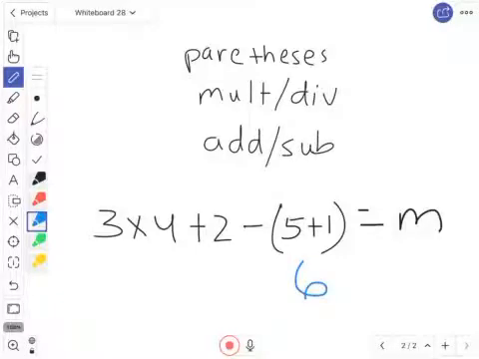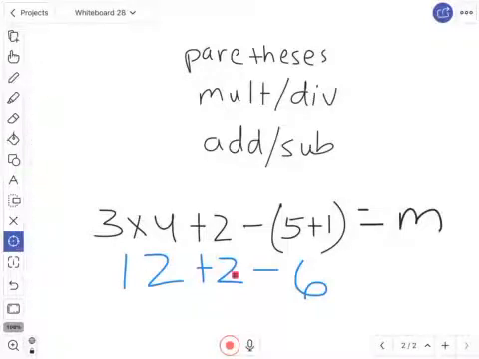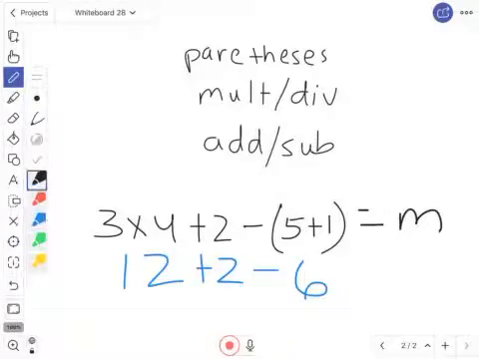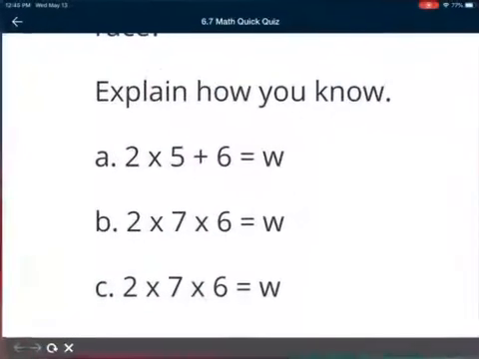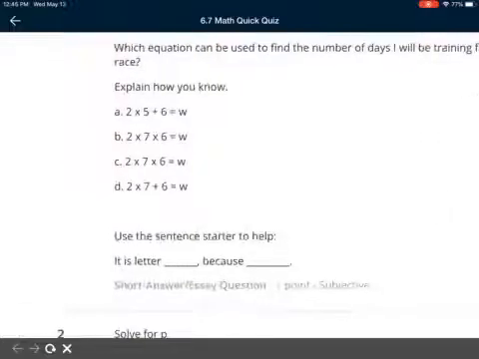And then I'm going to come over here to do my multiplication second. So 3 times 4 is 12. Then I can do my plus 2. And then I do my subtraction. I have to start from left to right, so I can't do 2 minus 6 first. I have to do 12 plus 2 first, which gets me to 14. Then I can minus my 6, and that all equals 8. So that's just something to think about and remember as you're doing this. But so far it's been looking great.